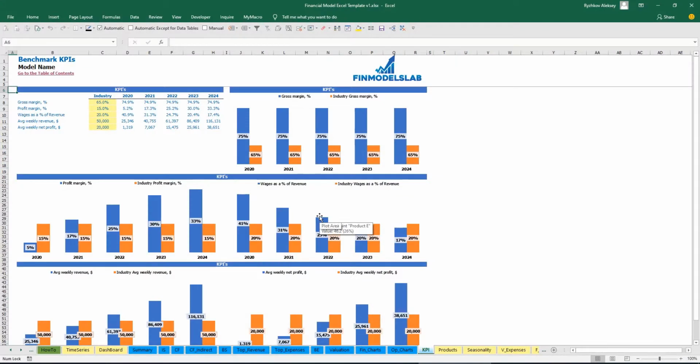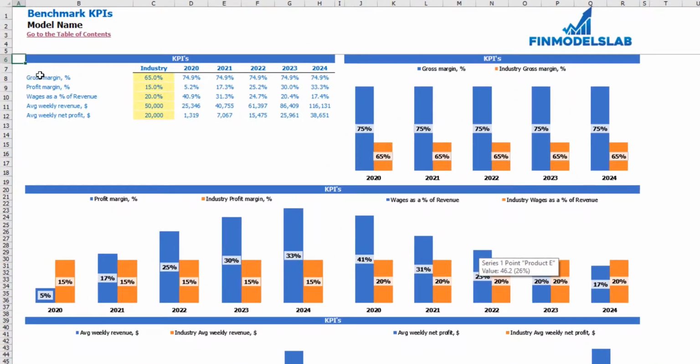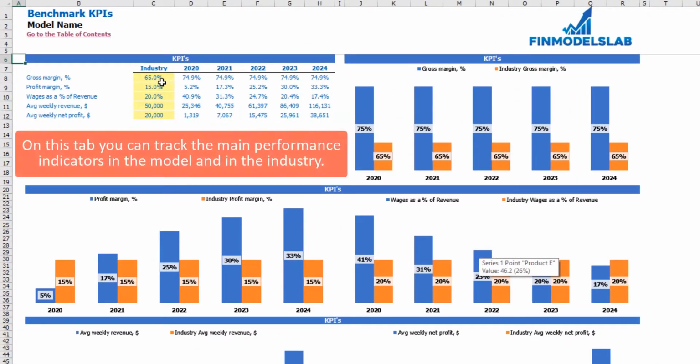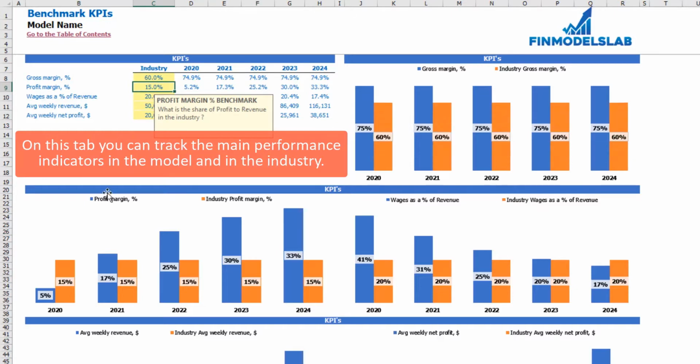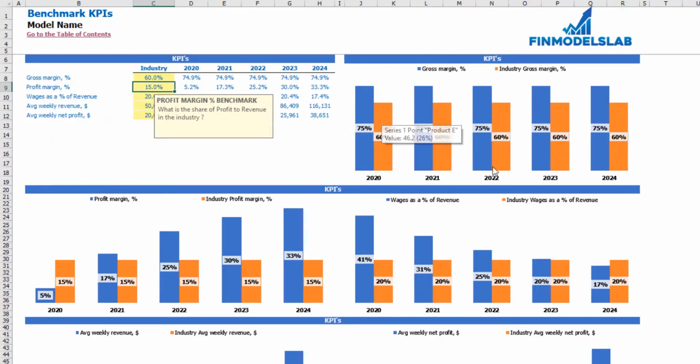On the benchmarks KPIs you may find your main industry specific KPIs, which are changeable for your industry, for your country. For example, gross margin industry benchmark 60% for your country. You may see this change on this chart. Industry gross margin is orange, and blue is the gross margin calculated based on the model.